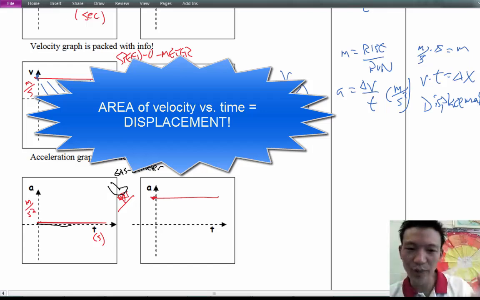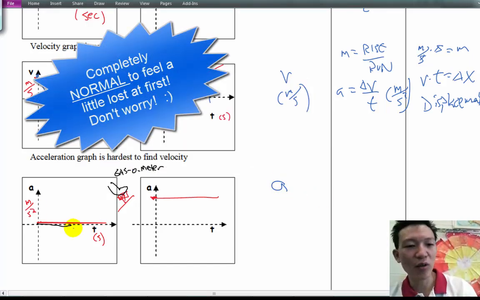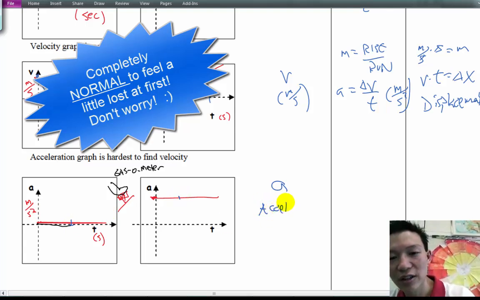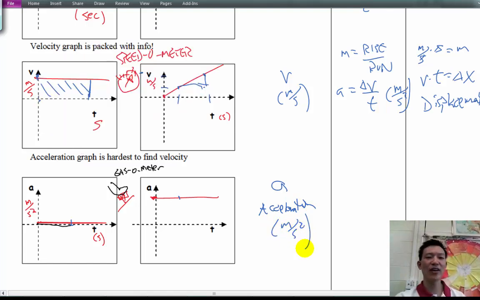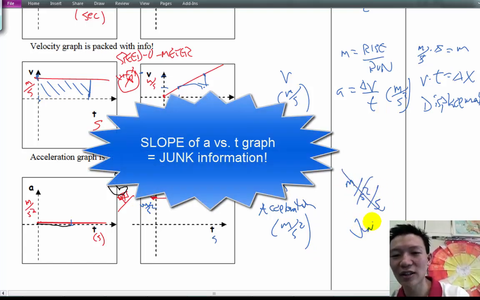Finally, let's just wrap it up before you guys get too lost here. A lot of times you just get a big picture, then the details will help click in once you get an overview. Any point on the graph tells you how much you were accelerating. That's the whole point of an acceleration versus time graph. Any point gives you your acceleration in meters per second squared. The slope would be meters per second squared per second. That's junk, because that doesn't make any sense. That doesn't tell you anything.